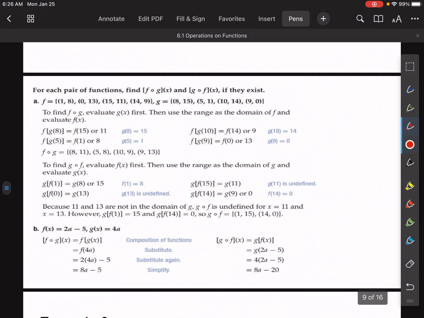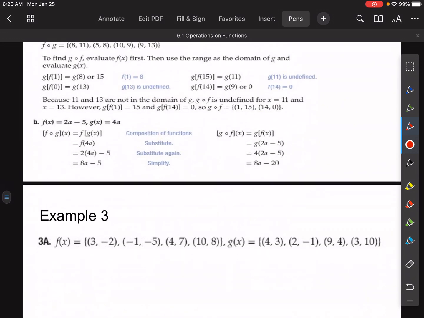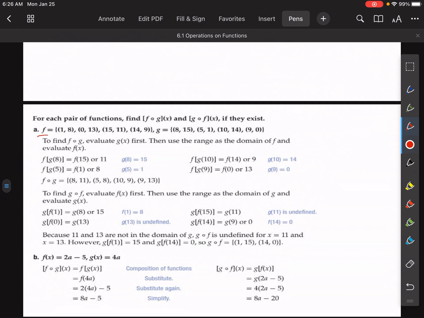The first thing they're going to have you do is look at a bunch of points. Here are the points in the f function, here are the points in the g function.